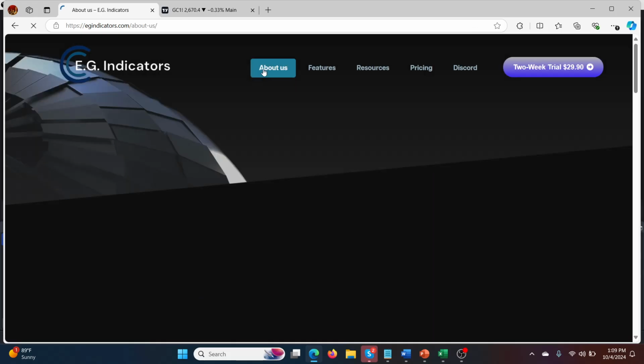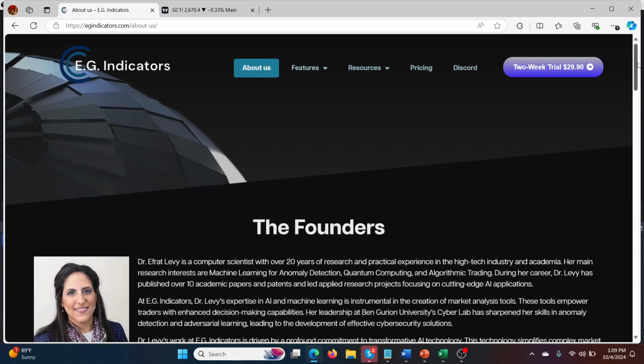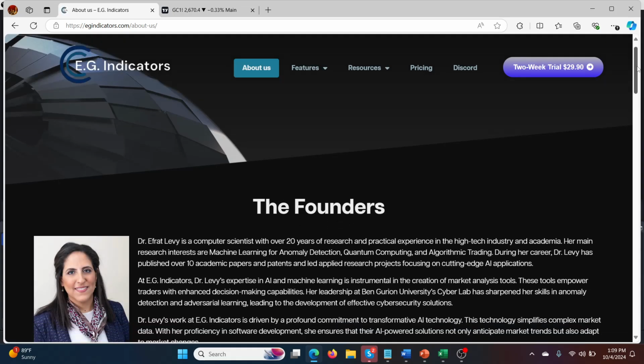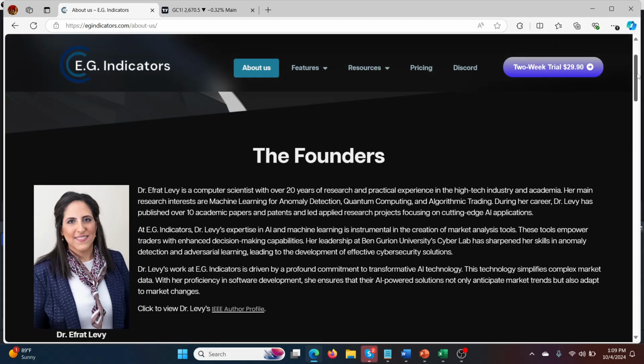The first thing I like about this, and this is very unusual in this industry, is there's huge transparency in who the people that have built this thing actually are and what their credentials are. So here are the founders. Dr. Levy is a computer scientist with over 20 years of research and practical experience in the high-tech industry and in academia. Her main interests are machine learning for anomaly detection, quantum computing, something I used to do, and algorithmic trading. So she definitely has credibility here, which is good.